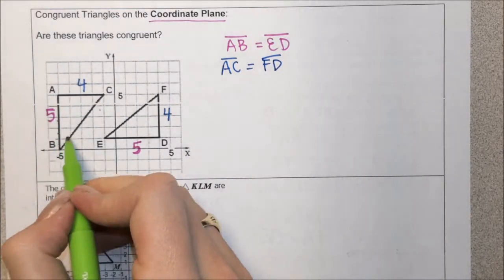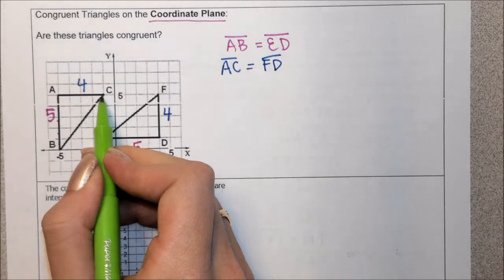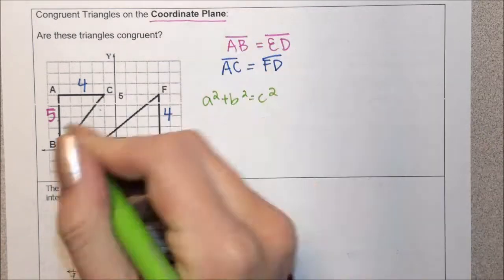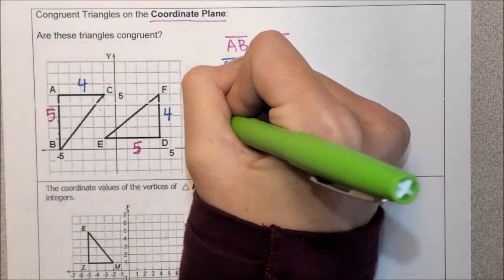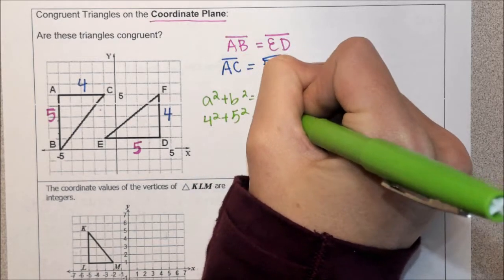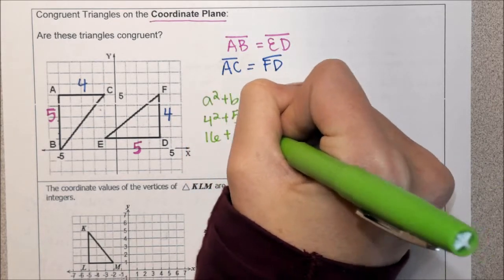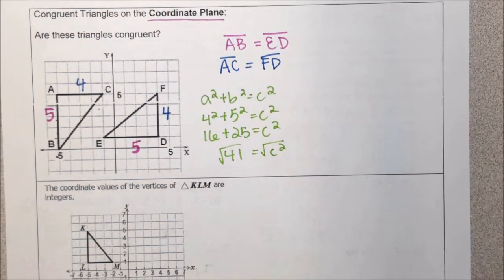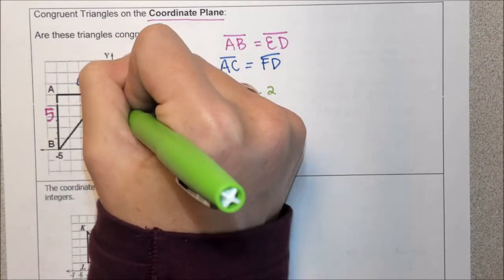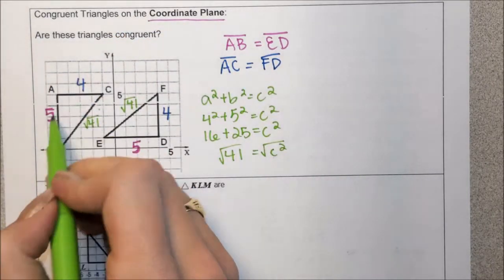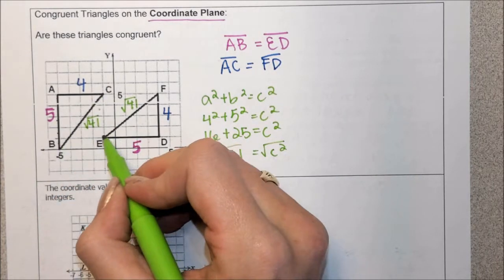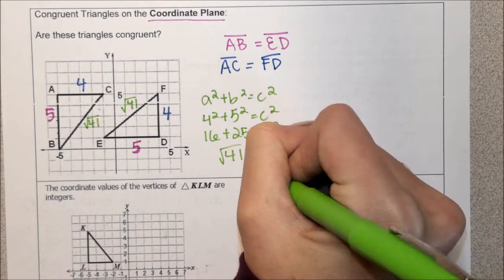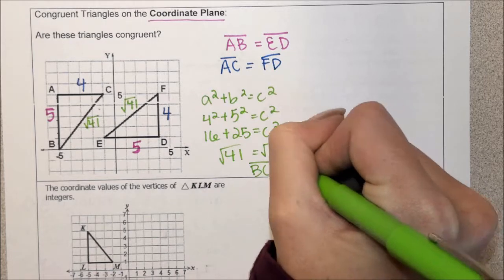And if we look at this, we can't quite count that one, but you guys did learn something called the Pythagorean theorem. So we can figure out that side. So if we have 4 squared plus 5 squared equals C squared, and we solve that out, we end up with the square root of 41 is C. So I'm just going to write it as the square root. And since both of these have the sides of 4 and 5, this side is going to be the same as this side. So that shows me that side BC is equal to side EF.